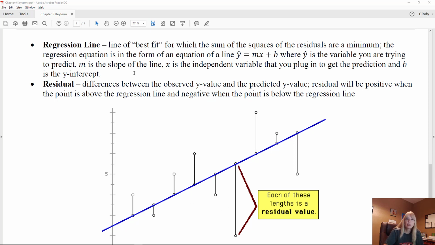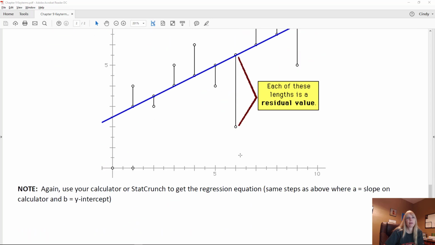But what the regression line does for you, because you might just say, well, I can draw a line, but what technology will do is find the best fit line. Do I rock it up a little bit? Do I bring it down? And so that's why you typically like to use technology. You can go through the same steps above and you will actually get the regression equation. Just realize if you use your calculator, for some reason they use A for the slope, so be sure you know that, and B still for the y-intercept.